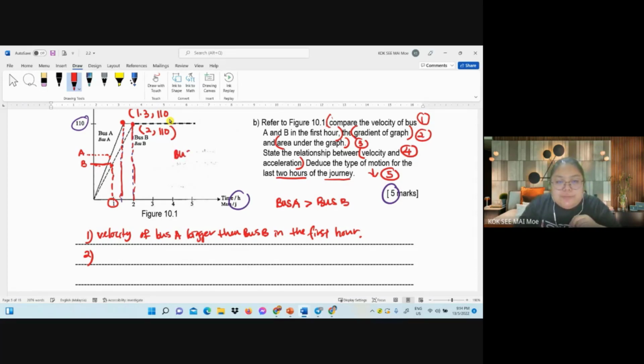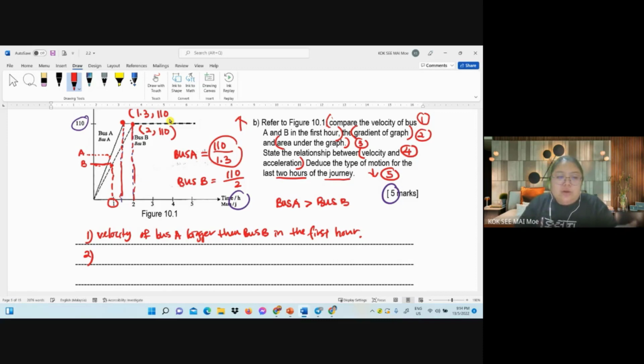Bus A. Okay, bus A, I do the calculation. 110 over 1.3. Bus B. 110 over 2. I'm sure this one bigger lah, is it? Because they're over the small number. Okay, so we know the answer already. The gradient for the bus A larger than the bus B.